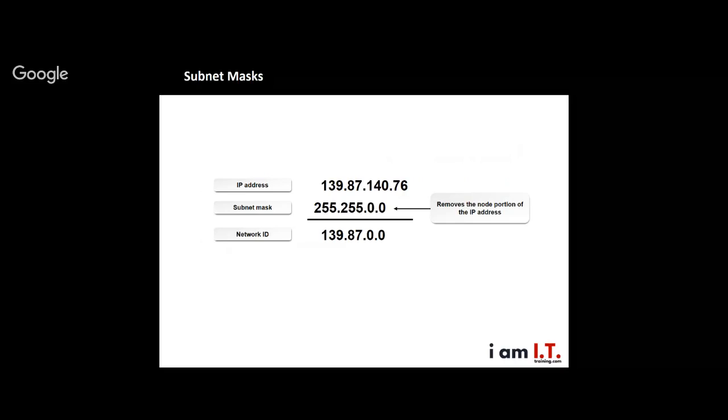255.255.0.0 is the default subnet mask for class B. And 255.255.255.0 is the default subnet mask for class C as in Charlie. So Alpha, Bravo, and Charlie have a default subnet mask.